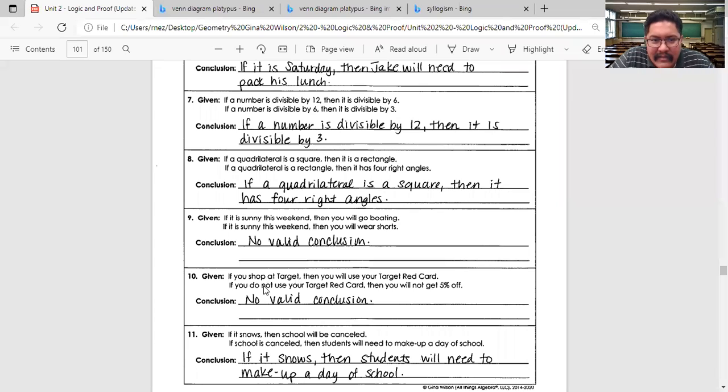But that second statement contains negations. They added the word not in there. So if we wanted this to work, we would remove the words not. So if it said, you do use your Target card, then you will get 5% off. That would make sense. Then we could say you shop at Target, you get 5% off.